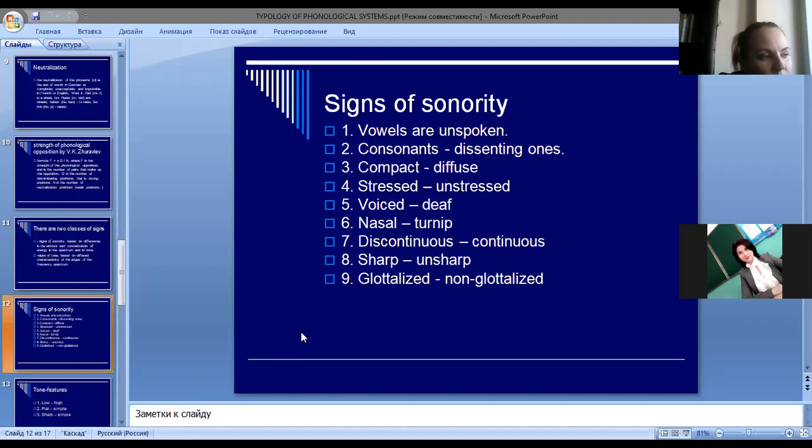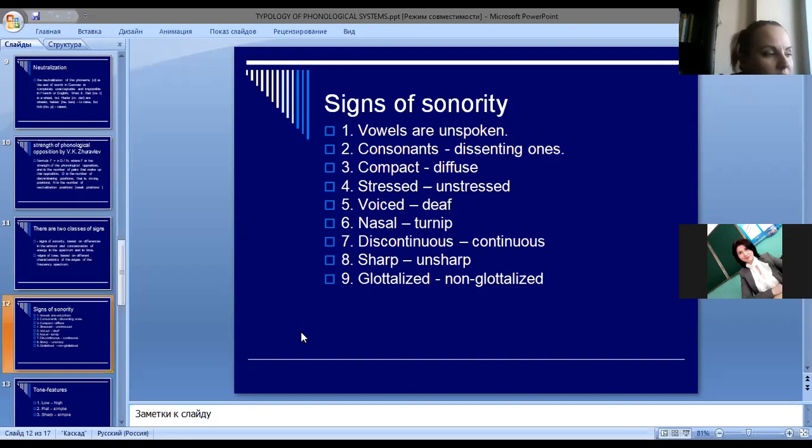Glottalized and non-glottalized are characterized by a higher or lower rate of energy expenditure in a given period of time, which is articulatorily expressed in the presence of closure of the glottis.